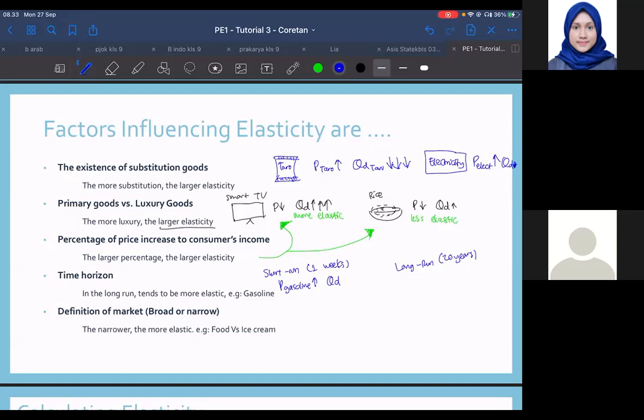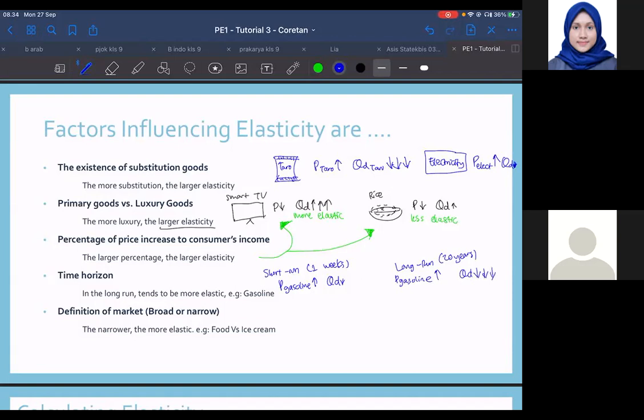Ya, jadi ketika harga gasoline ini naik, quantity demand-nya pasti bakalan turun. Tapi turunnya nggak sebanyak itu. Why? Because people still need gasoline to move their cars, to run, to turn the machine on. Okay. Meanwhile, in the long run, if the price of gasoline increases, and we would like to see the long run impacts, we will see that the quantity demanded of gasoline will decrease more. Why? Because people are changing their behavior.